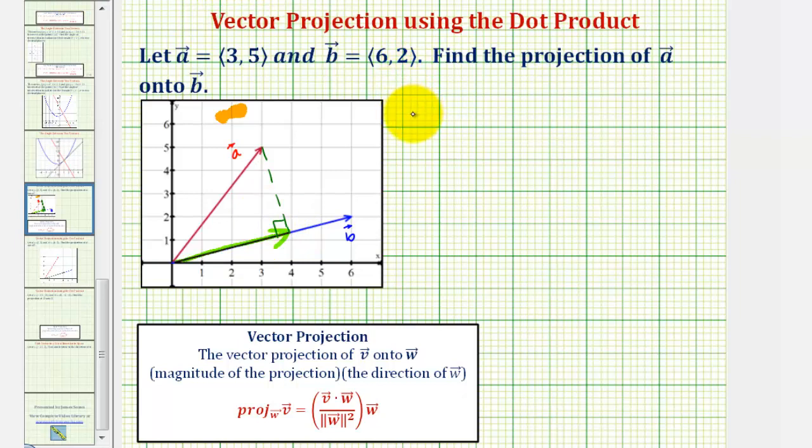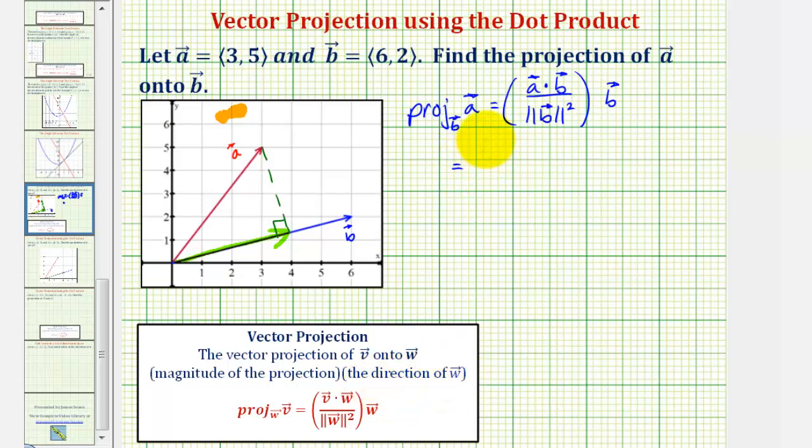And we use the notation, the projection of vector A onto vector B, which should be equal to, using this formula here, vector A dotted with vector B divided by the magnitude of vector B squared times vector B. And we can derive this formula by determining the magnitude of the projection and multiplying by the direction of, in our case, vector B.